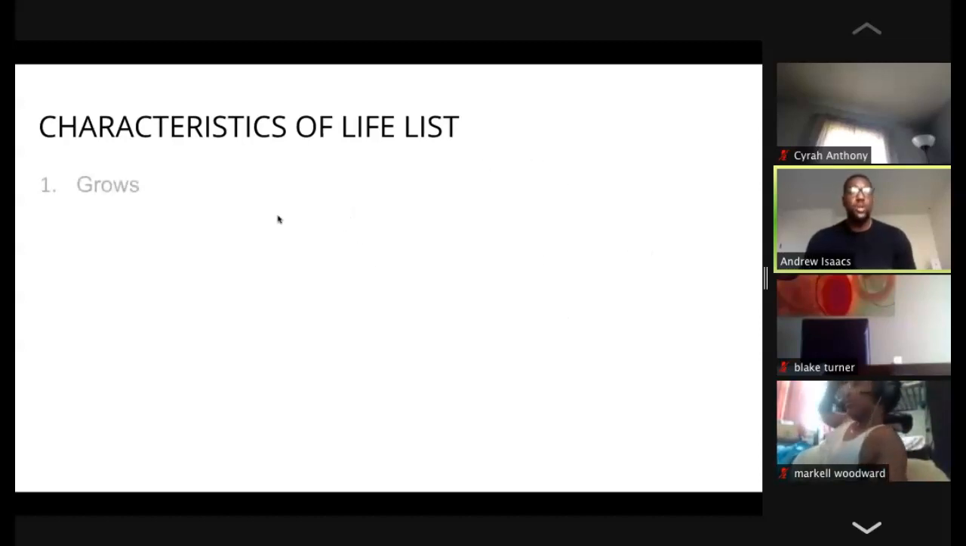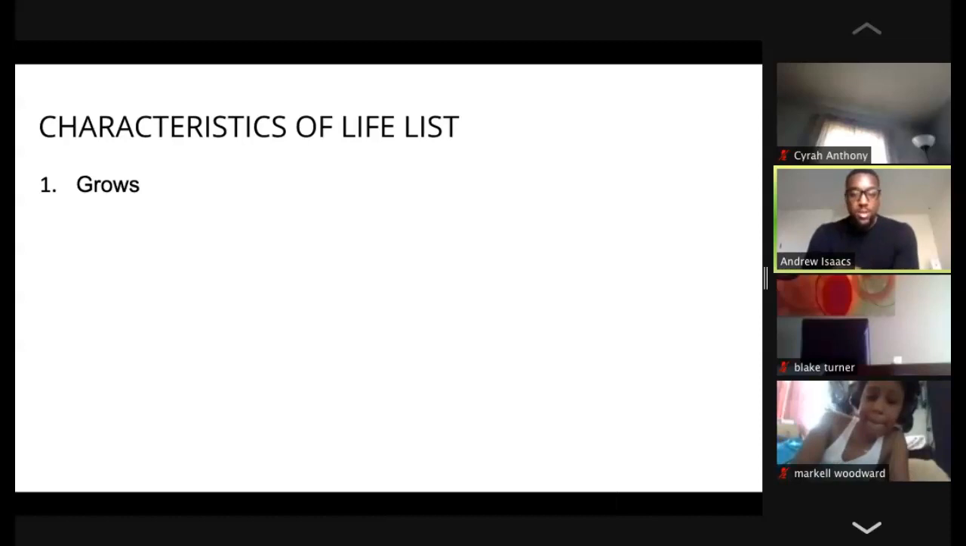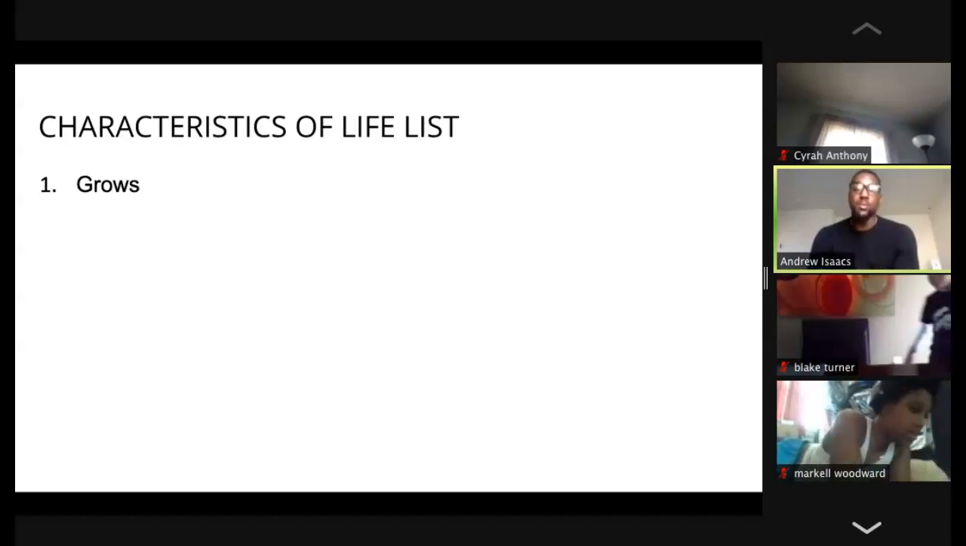Thank you, Zamari. The first one is that it can grow, okay? So the first characteristic of life is that it grows. Who can remind me what the second characteristic of life is? Shout out to everybody going back to those notes, because I know we set up our notebooks nice and organized. Who can remind me what our second characteristic is?